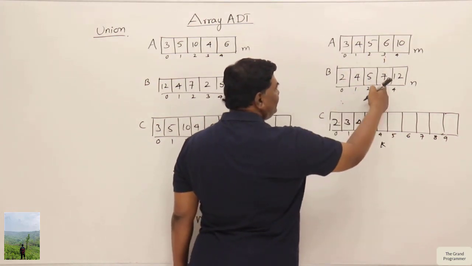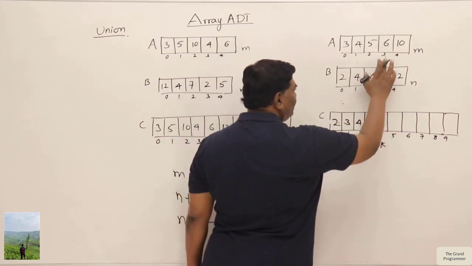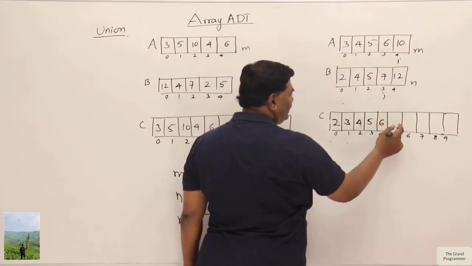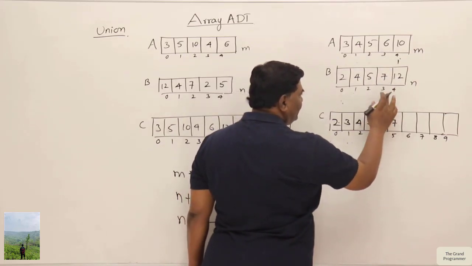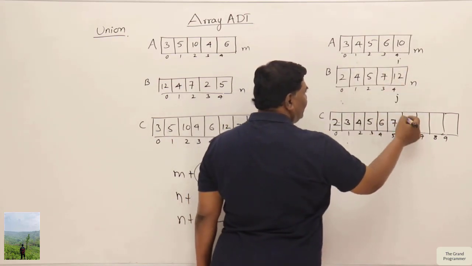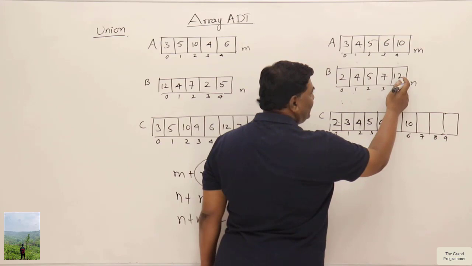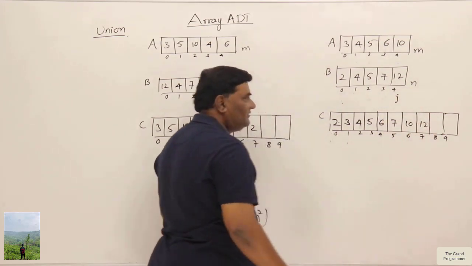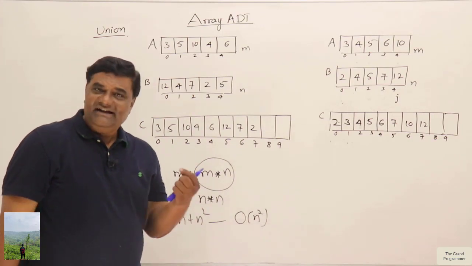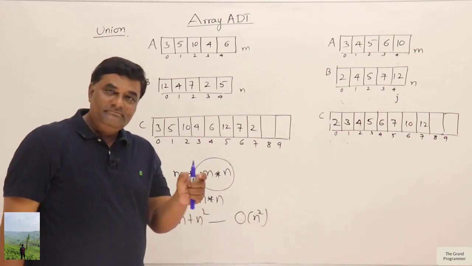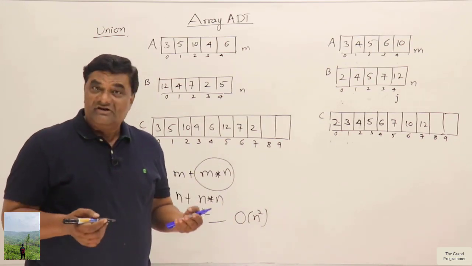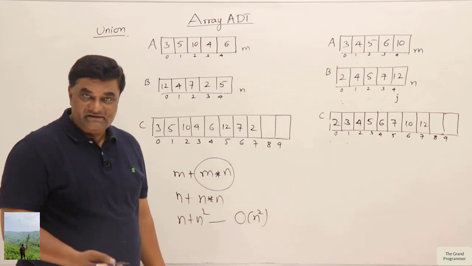Compare A of i with B of j. 6 is small, so copy this one, move i. A of i with B of j. 7 is small, 7 is copied, move j. A of i with B of j, 10 is small, copy 10. Then the leftover is 12, so copy that 12. So this was merging. Only a slight change is that if they are the same, copy only once and move both i and j.